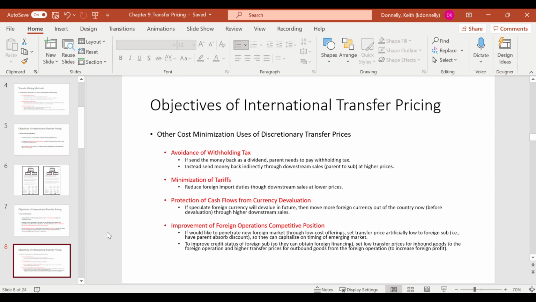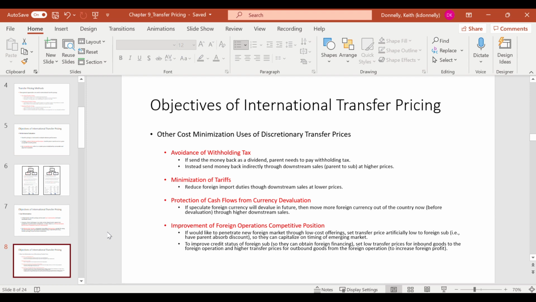So when we looked at the last example, the cost avoidance was income tax. There are other taxes and items that can come into play that affect cost minimization. So withholding tax, how would that affect this transaction? Tariffs, right? Do we have to pay a tariff in this sale? Currency devaluation, like hedging, speculation. If we speculate, for example, foreign currency will devalue in the future, maybe we want to move more of that foreign currency out of the country now before the devaluation occurs.